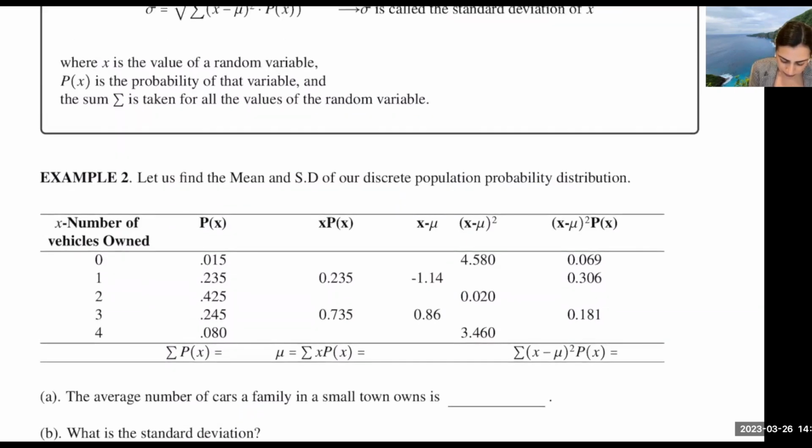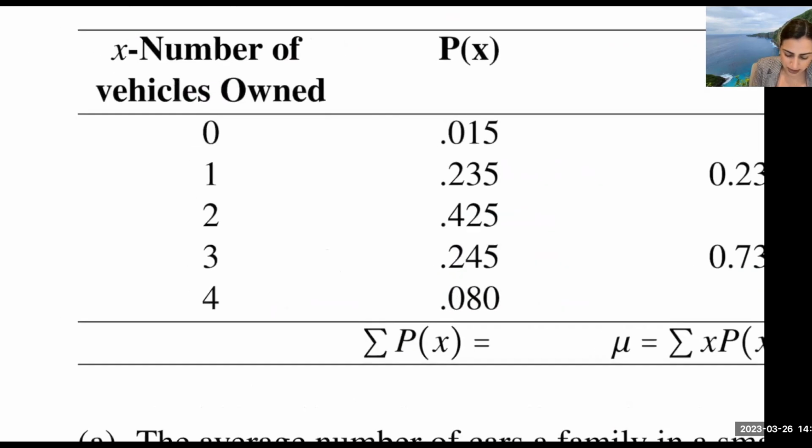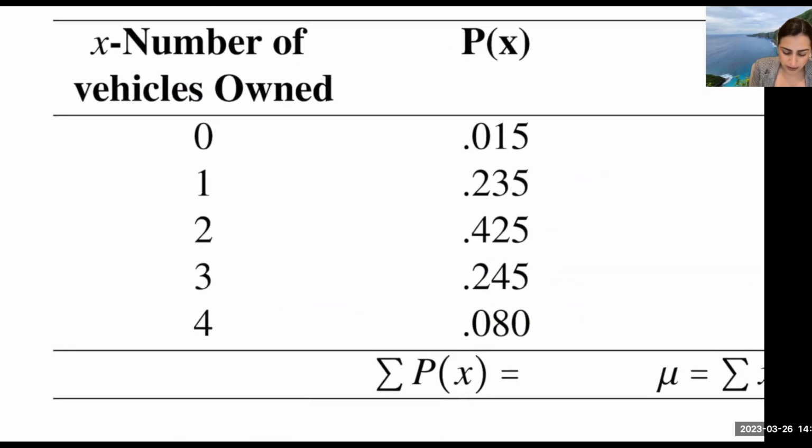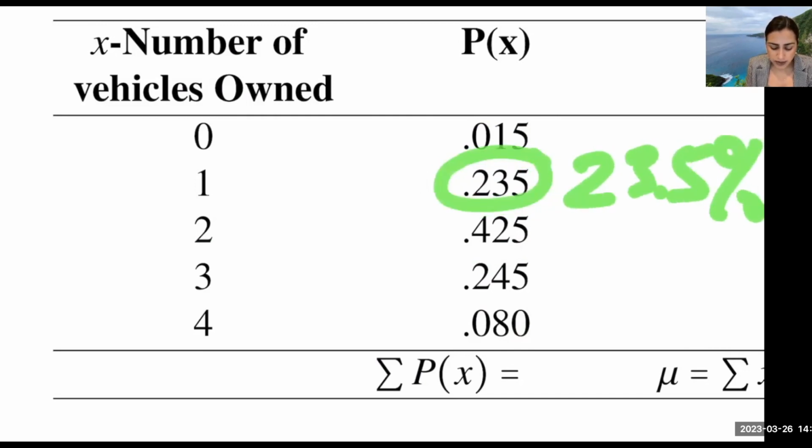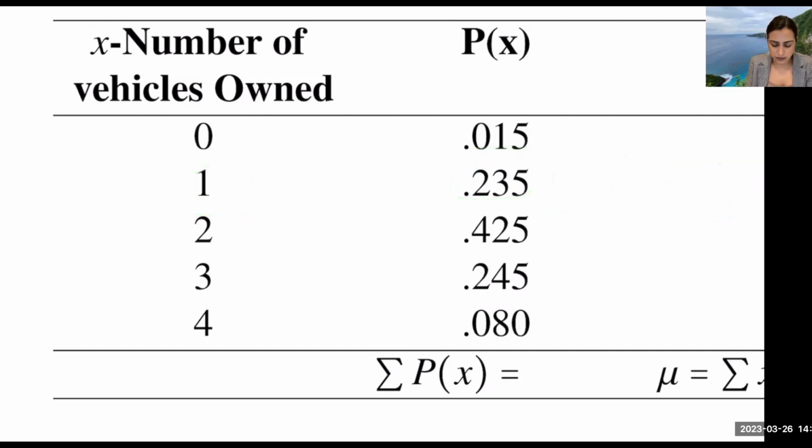Let's go ahead and ignore all of this. Let me just go ahead and zoom so we can talk about what this table is telling us. Okay, so here, in this table, x is the number of vehicles owned. Okay, this is our discrete random variable. And so x can be 0, x could be 1, x could be 2, x could be 3, x could be 4. So again, these numbers here represent the number of vehicles owned. And these values here are our probability. So this probability here is telling us that 23.5% of the people in Moreno Valley own one car. Okay, so I just want to make sure that you understand what that table is telling us.